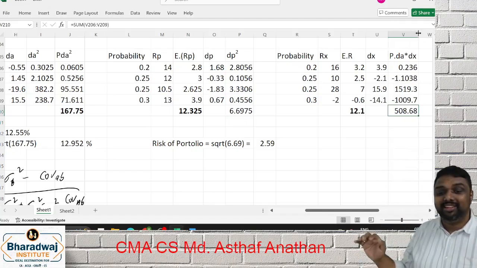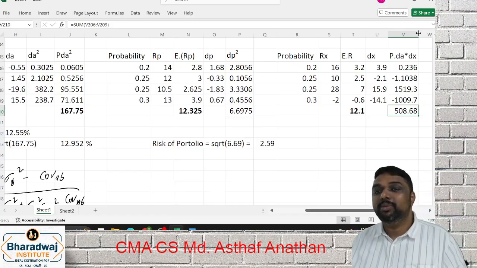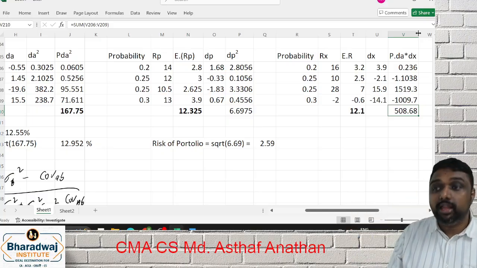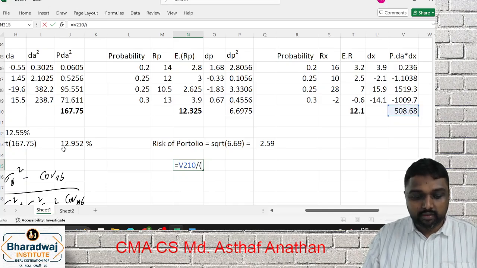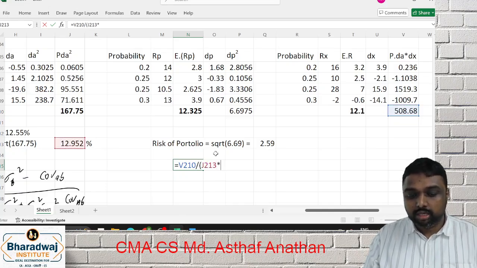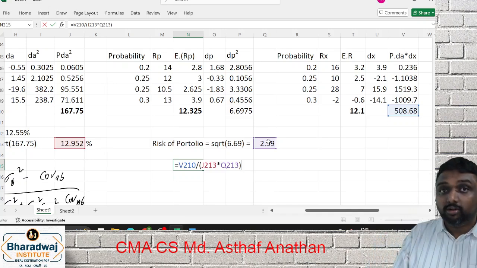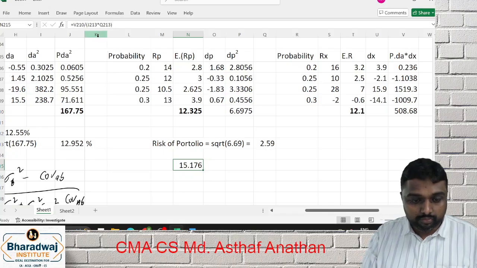If I want to get the correlation, what is the formula? Covariance divided by standard deviation. In this question they are not asking correlation, but if you want, we can do that also. How? It's 508 divided by standard deviation of the first security into standard deviation of the second security. The question is not asking for the correlation, but we did it anyway.